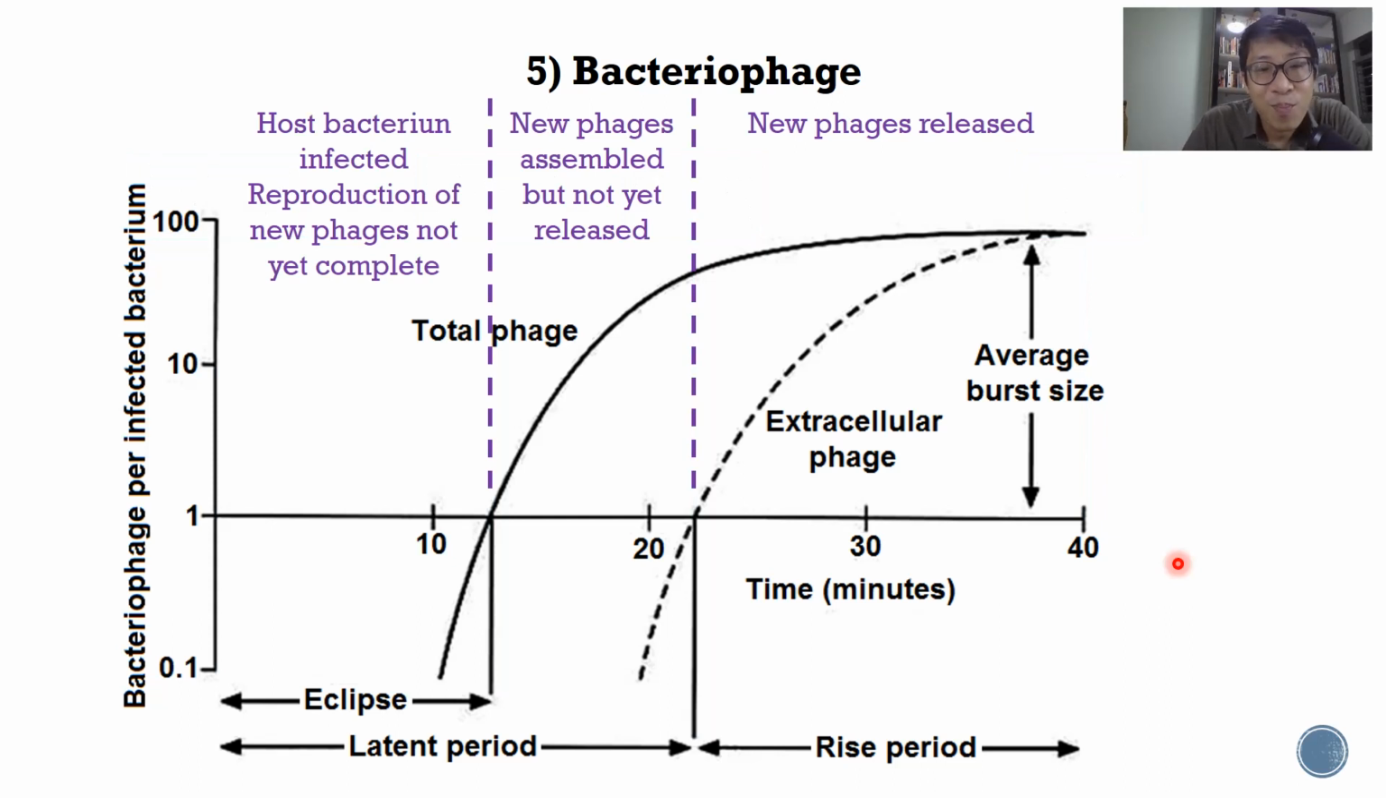So putting it into the description of the reproductive cycle, again, the eclipse period has infection as well as the replication stage, but not yet assembly. Then we have the end of the eclipse period and the rest of the latent period. That's when assembly has occurred but not yet exit. And the rise period will be the exit. So you can match the graph and the different periods to the reproductive cycle of the bacteriophage.